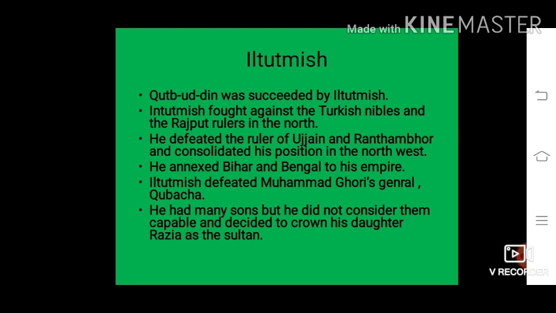Now Iltutmish fought against the Turkish nobles. It is wrong spelling, it is nobles. Nobles, and Rajput rulers in the north. He defeated the ruler of Ujjain, Ranthambore, and consolidated his position in the northwest. He annexed Bihar and Bengal to his empire.